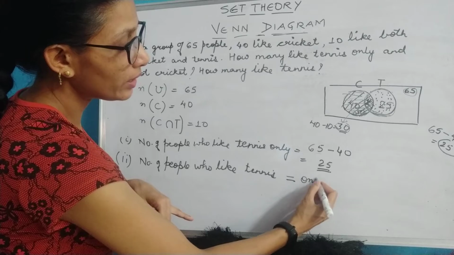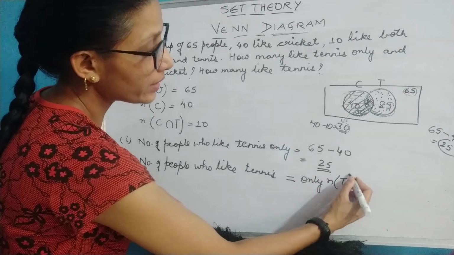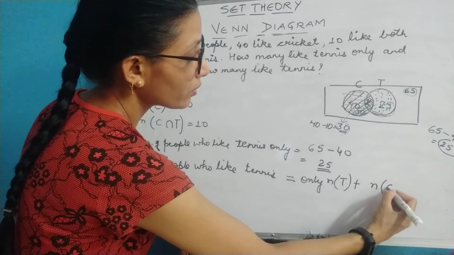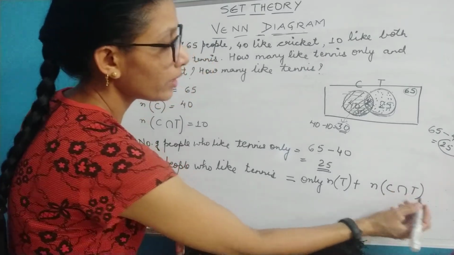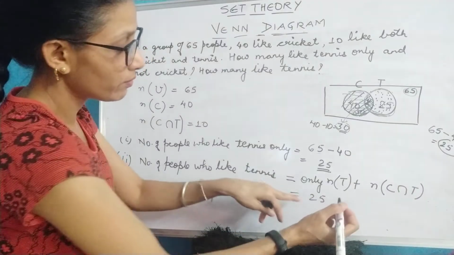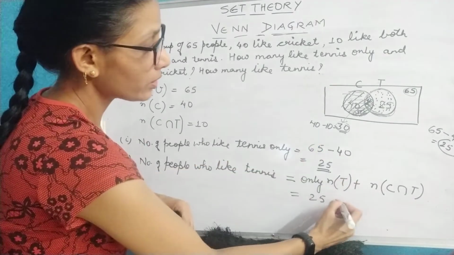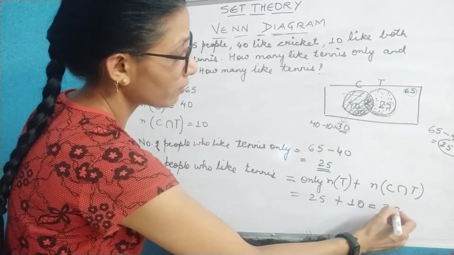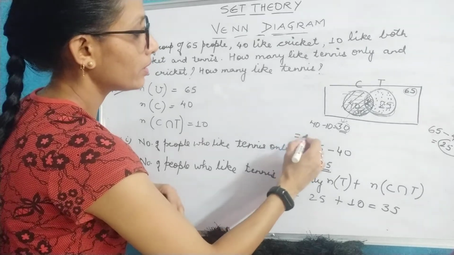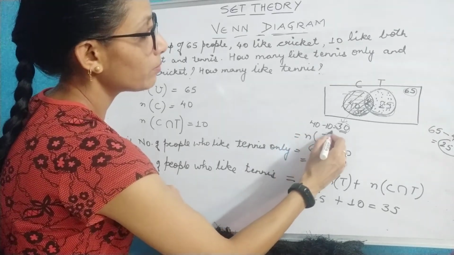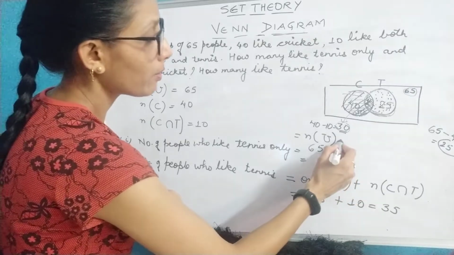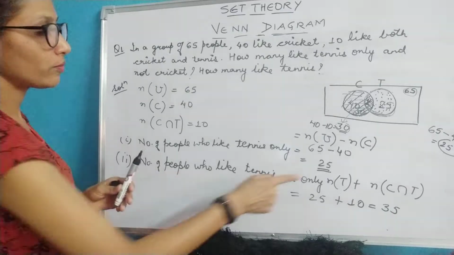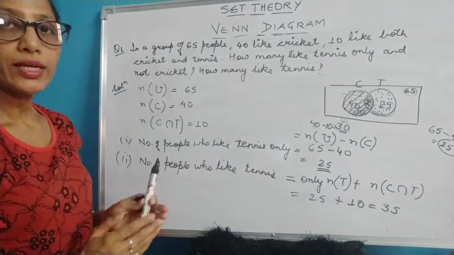That means only the number of people who like tennis plus the common area. That means I can say the number of people who like both the games. So this is your 25 which I have calculated above, plus the common people are 10, that means 35. Here you can write it as number of people in universe minus number of people who like cricket, which will give you tennis only. Isn't that easy? Have a look.